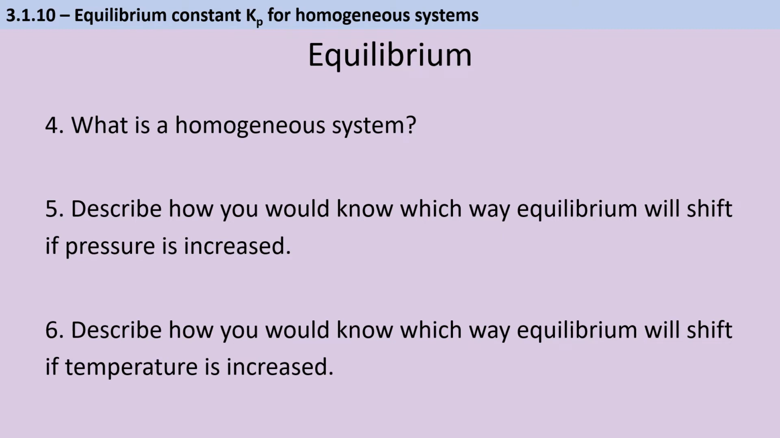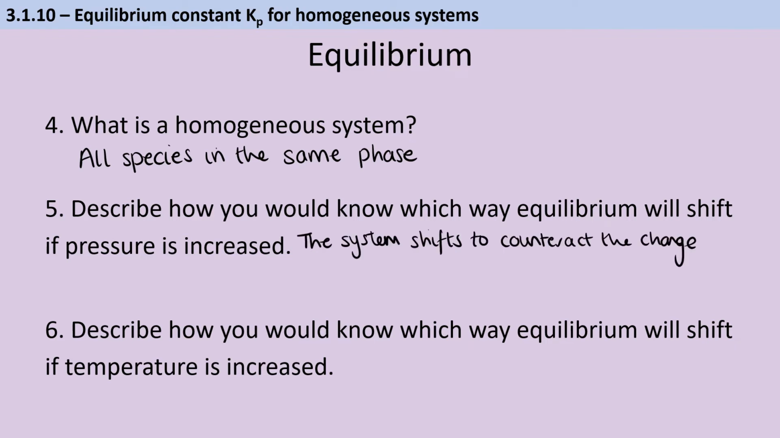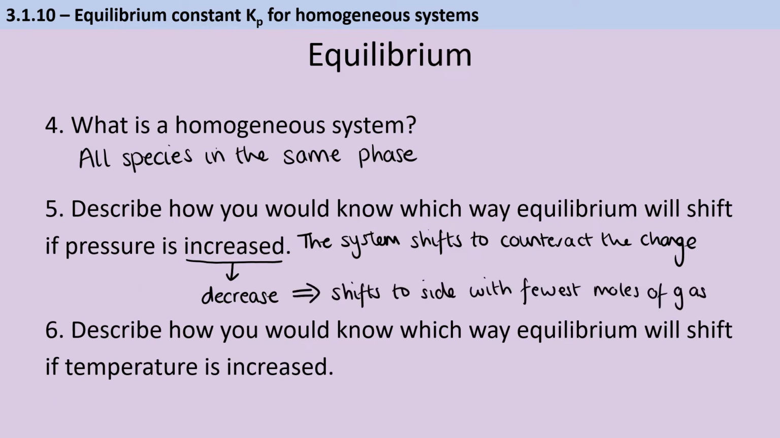A homogeneous system is one in which all of the reactants are in the same phase as each other. To look at which way equilibrium will shift if pressure is increased, we need to use Le Chatelier's principle. So this tells us that whatever we do to a system that's at equilibrium, if it's a closed system, the system will shift to counteract the change. And so in this instance, if we're increasing the pressure, the system is going to shift to decrease the pressure, and therefore it's going to shift in whichever direction will remove moles of gas. So therefore it will shift to the side of the chemical equation that has the fewest moles of gas.